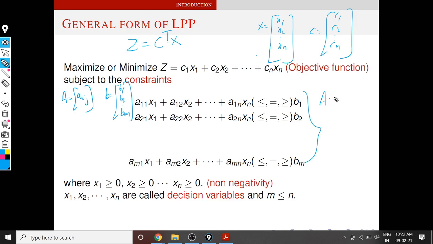Ax equal to B, either equal to, less than or equal to, or greater than or equal to, depending on the equation. Anyway, the system is of the form Ax equal to B.